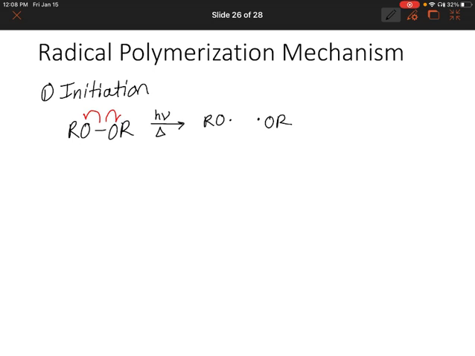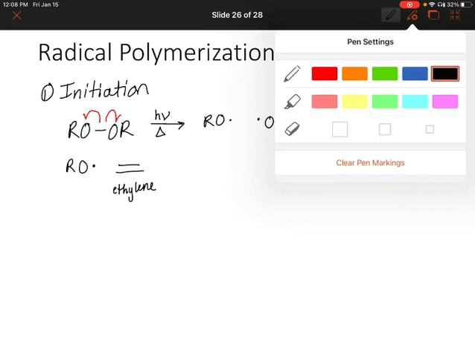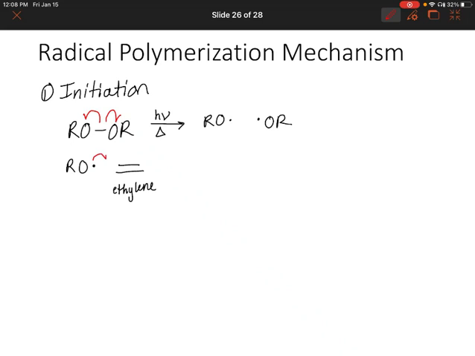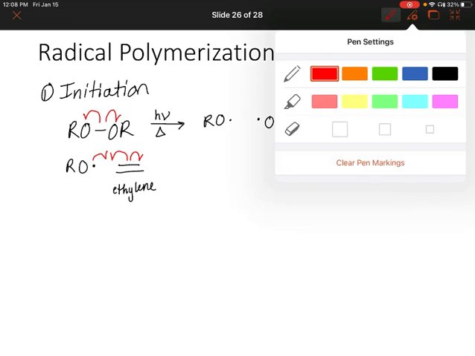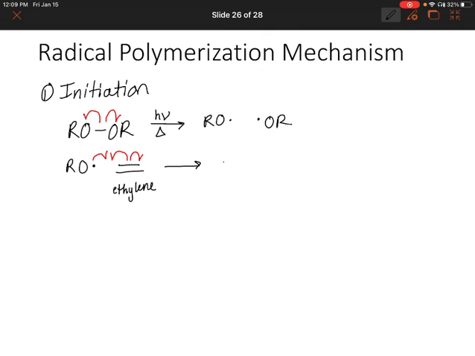Now, let's just use ethylene as an example. So one of those radicals will react with ethylene, and the radical will form a bond using one of the pi bond electrons, and the other pi bond electron is going to just stay on the other carbon. So now we have a covalent bond between OR and one of the carbons that was in the double bond. The other carbon that was in the double bond has a single electron.